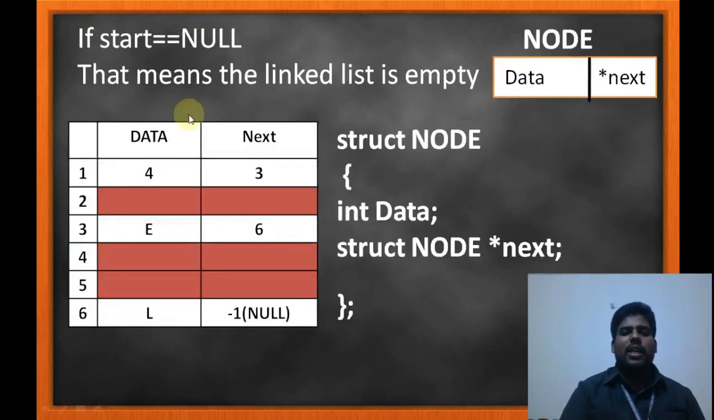Now, if in the start itself, null is there, what's the meaning of this? Your linked list is empty. In the start itself, the null symbol means the linked list is empty. No nodes are there. So now we are going to see what the need for a linked list is.